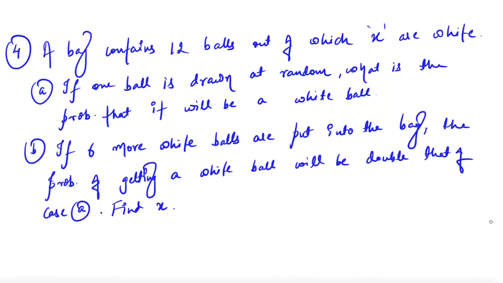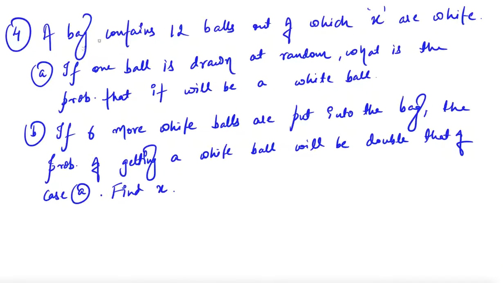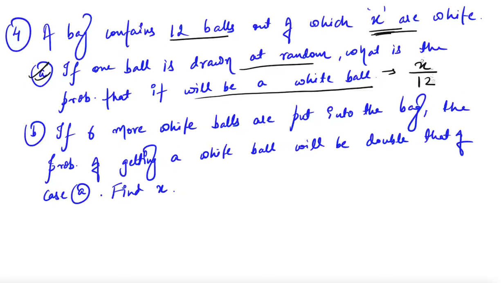Next question. A bag contains 12 balls out of which X balls are white in color. Fine. So the first question is, if one ball is drawn at random, what is the probability that it will be a white ball? Simple. Number of white balls is X, and out of total balls 12. So the probability of getting a white ball will be X by 12.